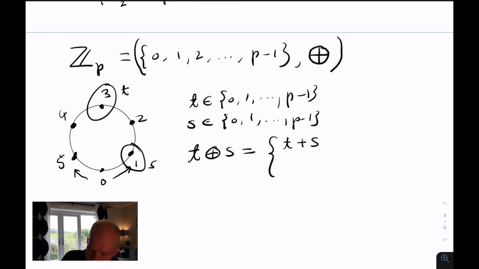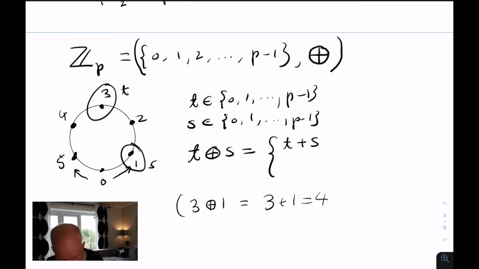But the problem here is that if you add these two numbers together, in this case it's fine. This would be 3 plus 1, which is 4. This would be fine. But then the problem is that you want this outcome to be in the circle. So we also define this to be t plus s minus p, and we have two conditions, so basically when we should use either one of these.